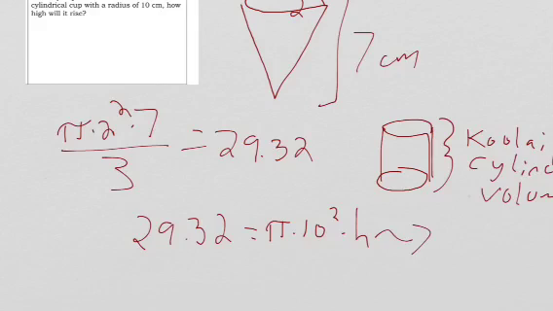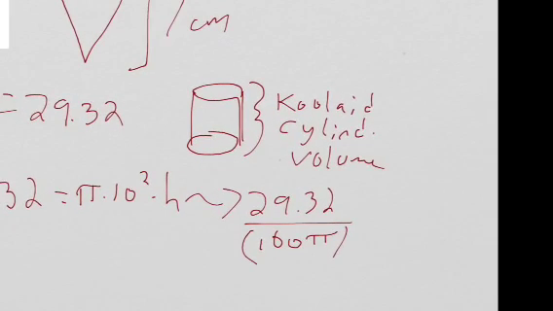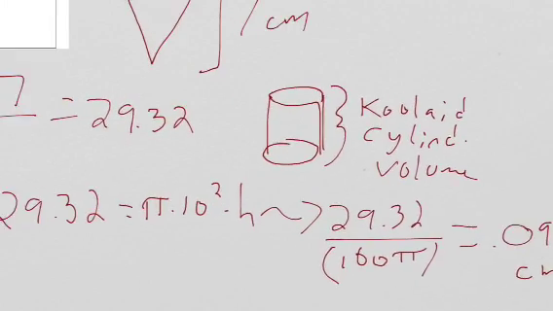We're going to take 29.32, and we're going to divide it by 100 pi. I'm putting it like this, because this is how you're going to have to type it into a calculator if you type it in all at once. So we do 29.32. We divide it by 100 pi. Okay, that's equal to 0.093. So we get 0.093 centimeters cubed.